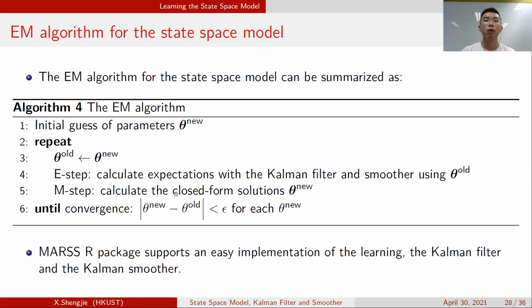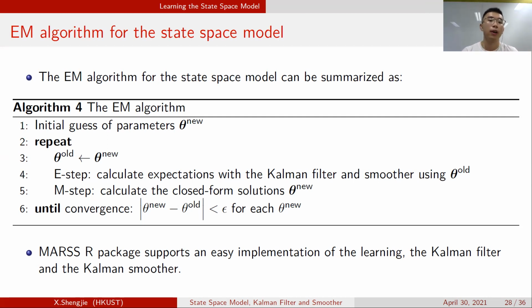So the EM algorithm can be summarized as the following. We first have an initial guess of the parameters. Then in the E step, we use the Kalman filter and smoother to calculate their posterior probability. And then we can calculate the expectation of the complete data log likelihood, our objective function. And then in the M step, we optimize it. We don't have to use CVX to do that because it has a closed form solution, and we can simply write it out.